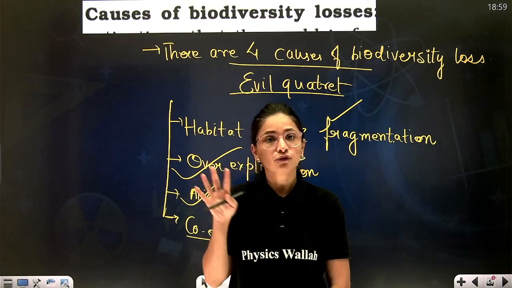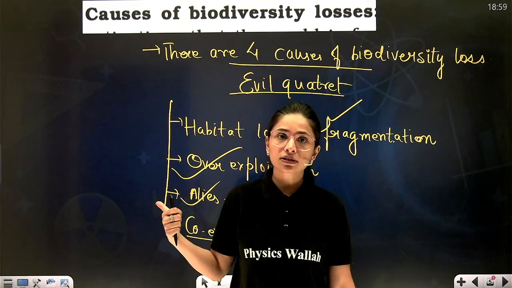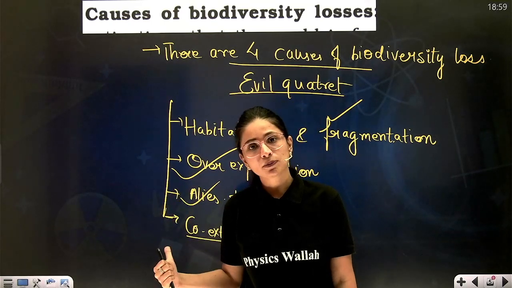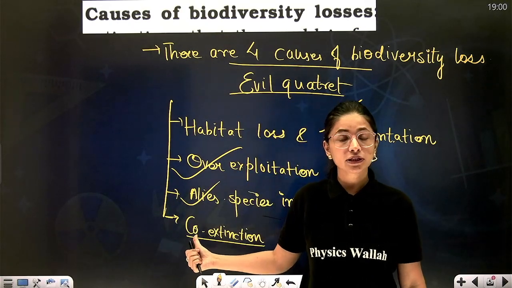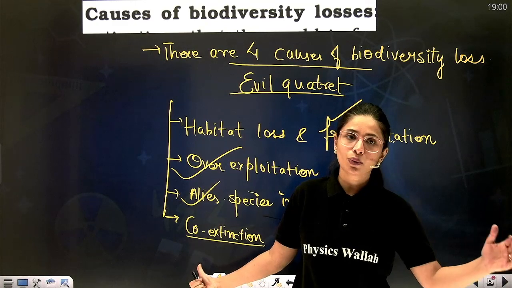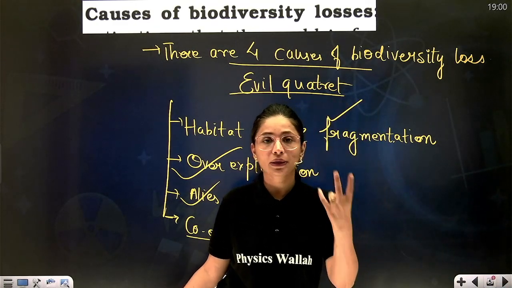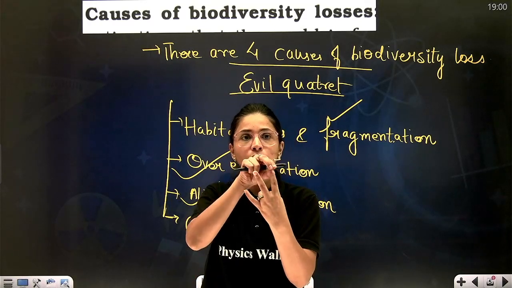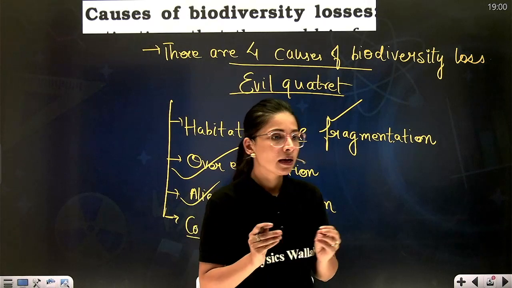So basically there are 4 causes together called the evil quartet: habitat loss and fragmentation, overexploitation, when need changes into greed, introduction of exotic species, which starts growing at the sake of native species, and co-extinction, if one goes, another has to go because there was a mutual association, they were dependent on each other, and if one dies, the second automatically dies. Right? Understood? Now, these are the causes of biodiversity loss.